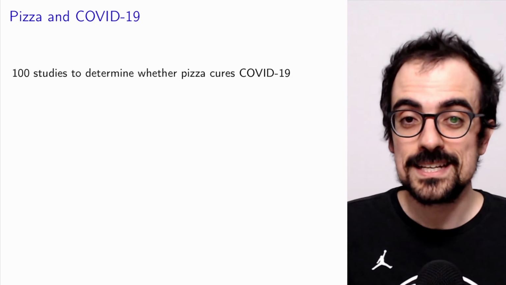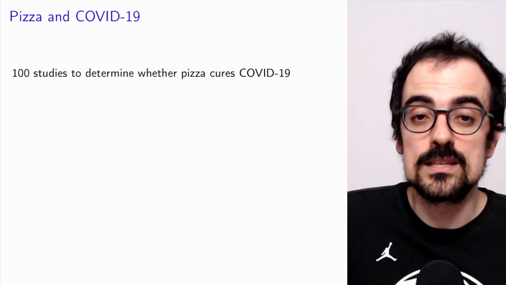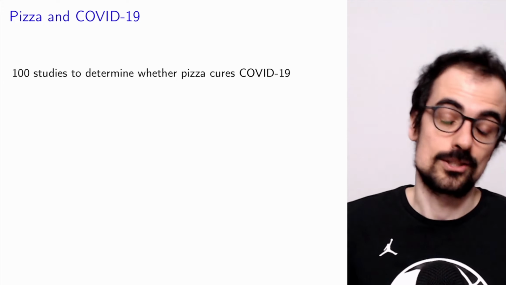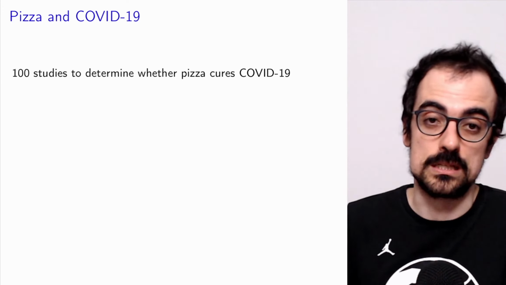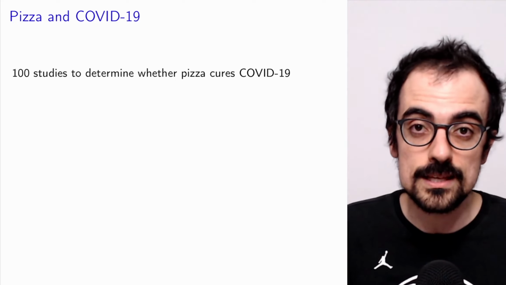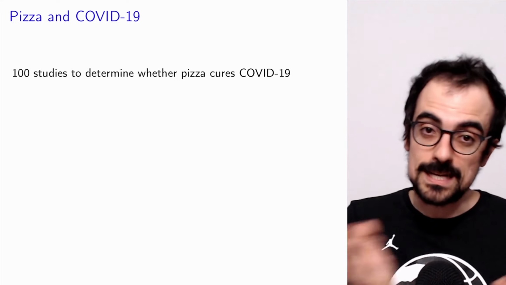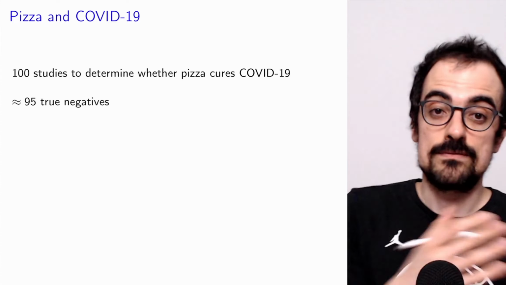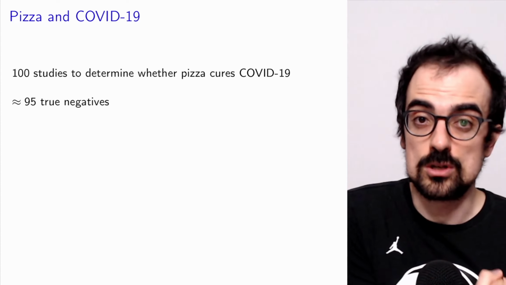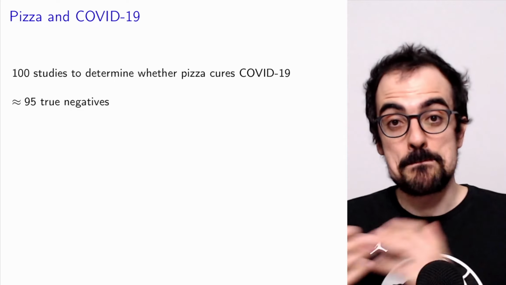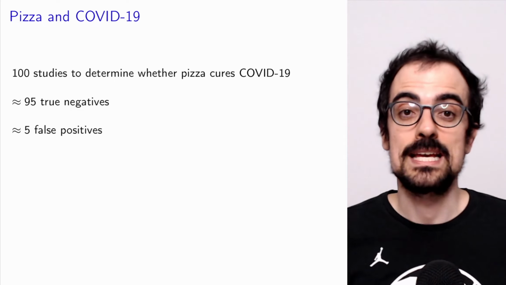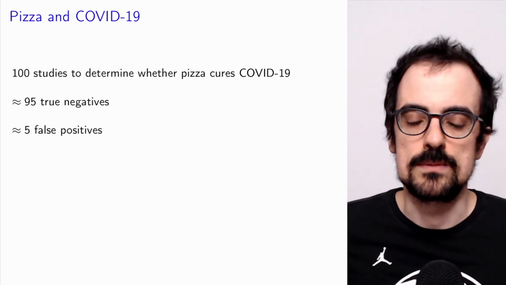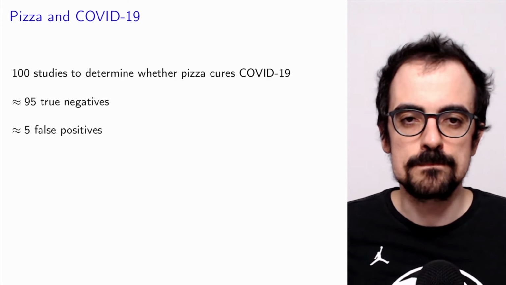This is problematic because imagine that there are 100 studies to determine whether pizza cures COVID-19. We know that pizza does not cure COVID-19, so the null hypothesis holds for all of these 100 studies. But just by chance, because the p-value is uniformly distributed in the unit interval, 95 of them are going to be true negatives. We're not going to reject the null hypothesis, but 5 of them are going to randomly end up below 5% if the significance level is 5%, as it usually is in the literature.